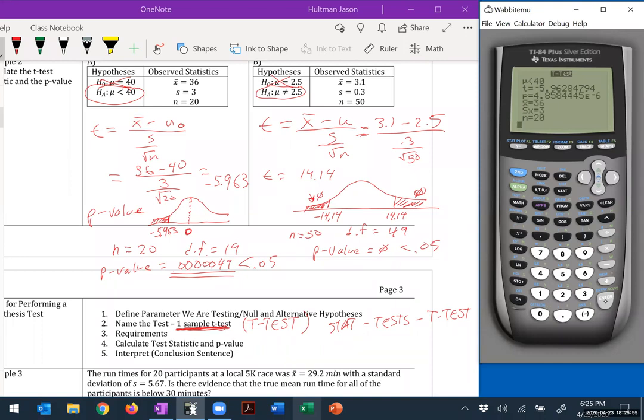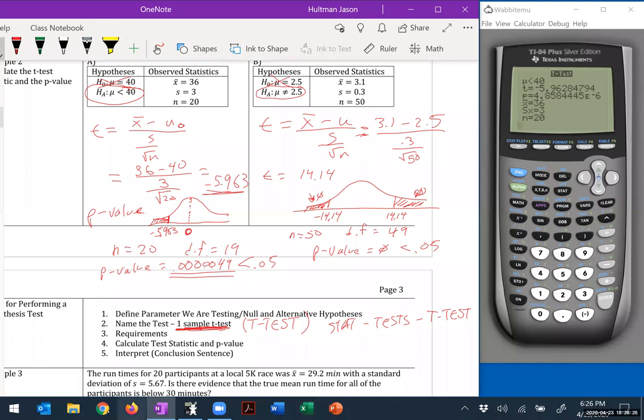And what does that do? It does the t score for me. That's nice. It comes out with my p-value, and I didn't even have to worry about the degrees of freedom, because the calculator calculates them based on the sample size all by itself. So I didn't have to draw a chart. The calculator did it for me.